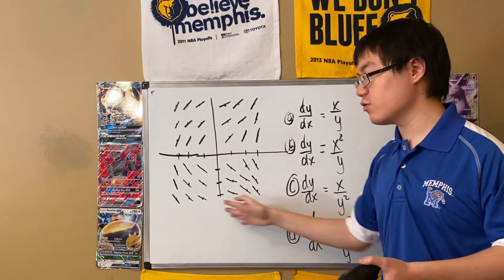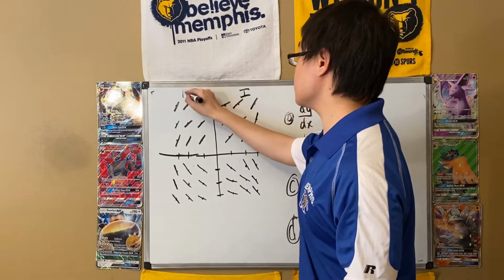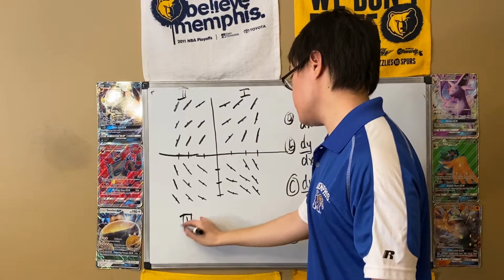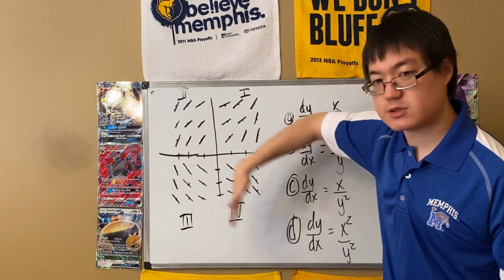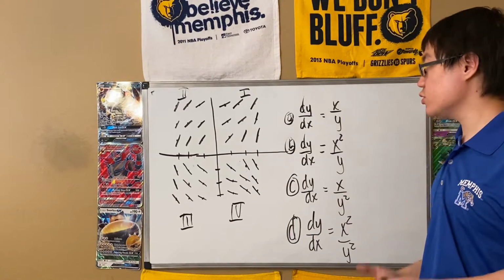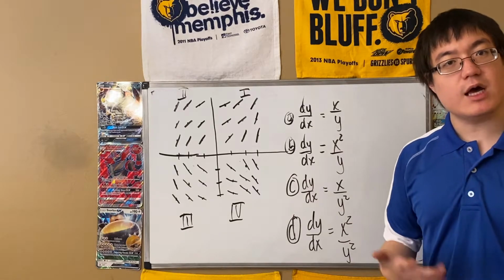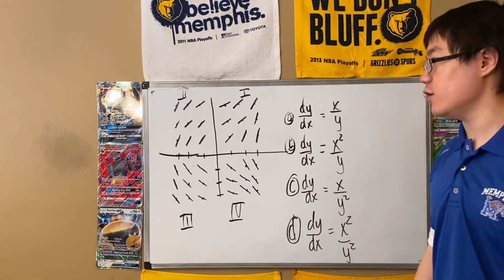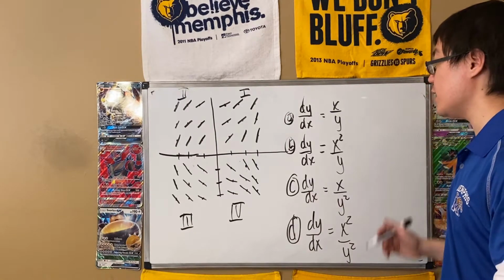And finally, we'll label these quadrants first, second, third, and fourth. Notice that in both the third quadrant and the fourth quadrant, every single slope is negative. It's going to be going down. So what we're going to do is plug various points into these differential equations right here, and see which one matches that pattern, that you have positive slopes in the first two quadrants and negative slopes in the last two quadrants.